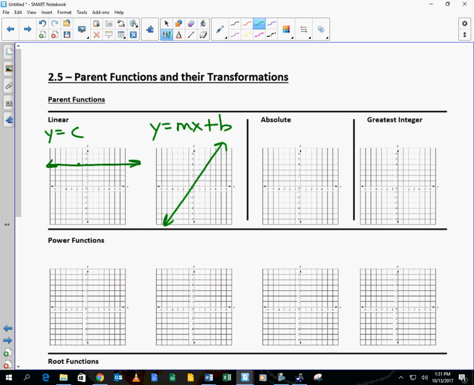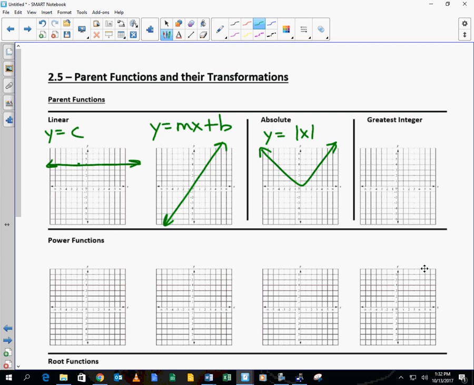What about y is equal to the absolute value of x? What does absolute value do to something? Makes it positive. So picture this line, because we want to understand how these functions are generated. If it makes it positive, then the part that was negative will flip up. That's why you get this shape. Takes all those values that were negative and it flips them up.